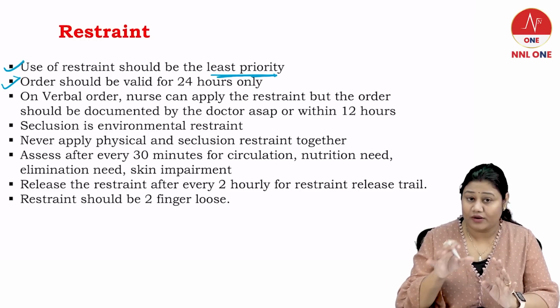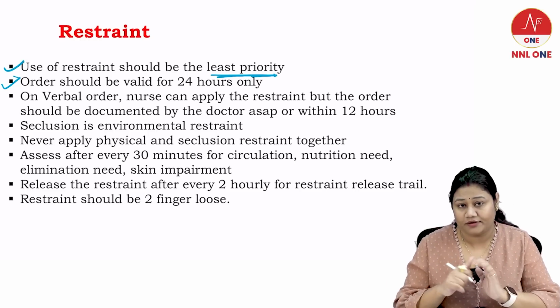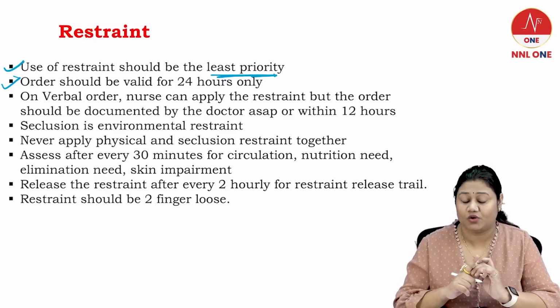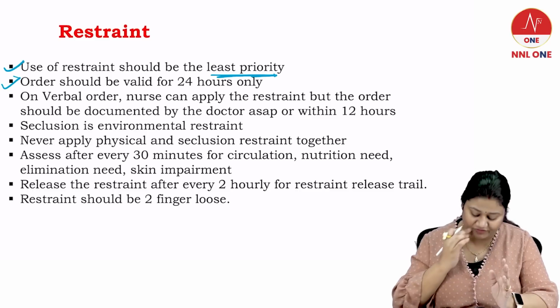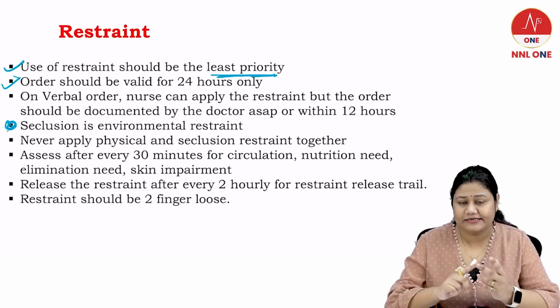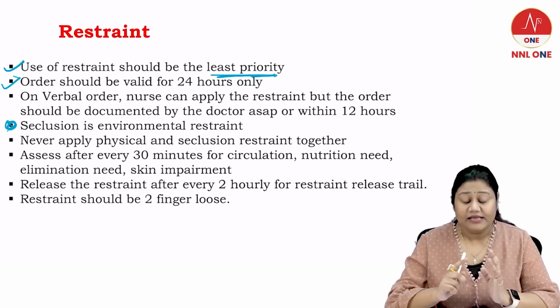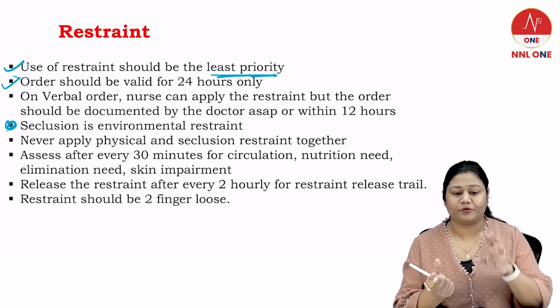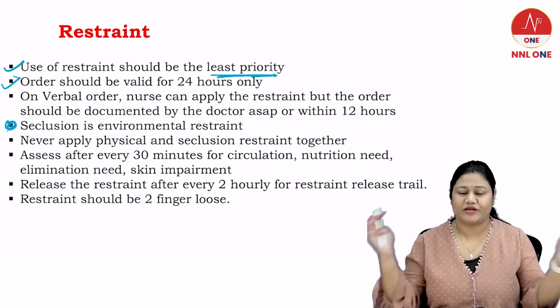Another point: if you have taken the verbal order of restraint from the doctor, then you have to make sure, as a nursing responsibility, that the doctor comes and writes the order as soon as possible, or within 12 hours. Okay, seclusion. We have three types of restraint: physical, chemical, and environmental. For the environmental restraint, the term that we use is seclusion. Do not provide seclusion and physical restraint together.